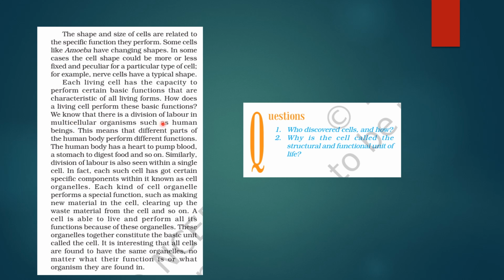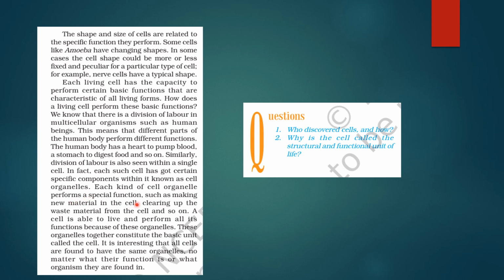We know that there is a division of labor in multicellular organisms like human beings. Okay. So different parts of the human body perform different functions. Say, the heart has to pump the blood, the stomach to digest the food, and so on. Right. So division of labor can be seen in a single cell also. Okay. Each such cell has certain specific components within it which are called cell organelles. Right. बहुत important term है. Each kind of cell organelle क्या करेगी?